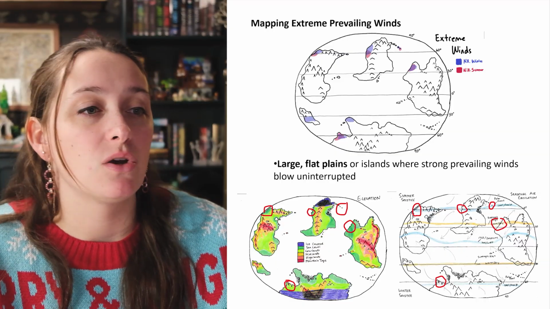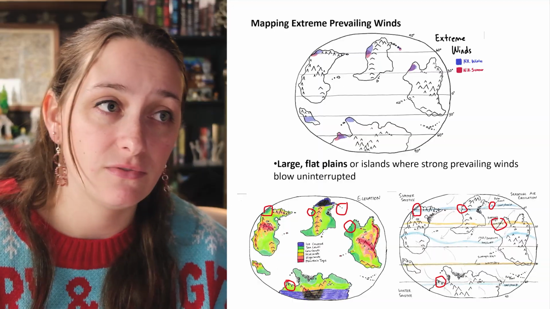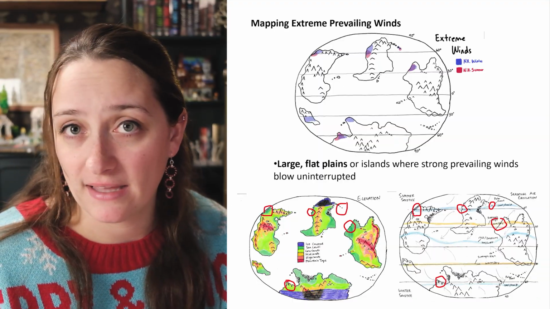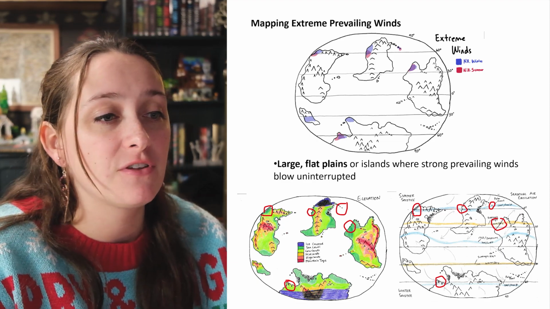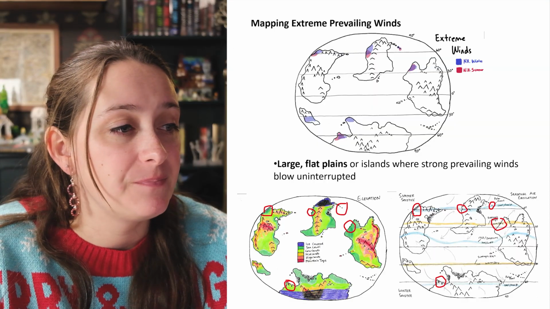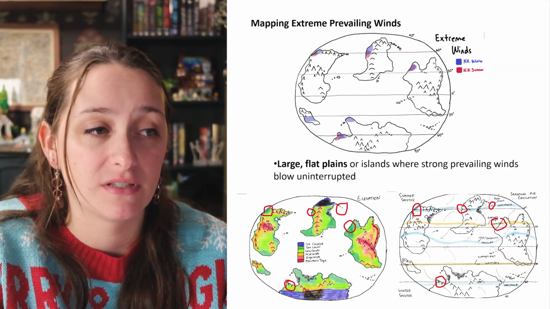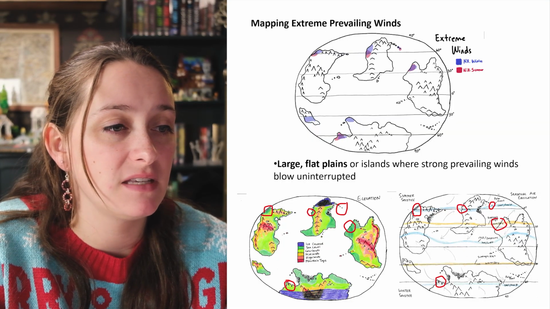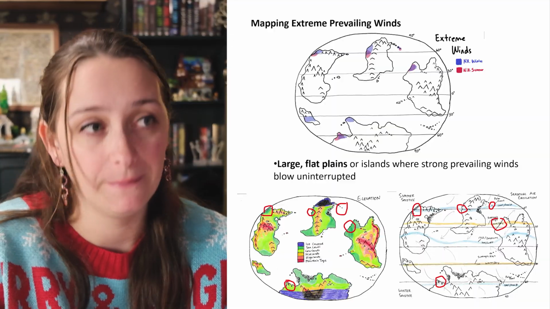So the more irregular and hilly or mountainous an area, the more the winds will be disrupted. So what we're doing here to start is we're going to color in any areas for each season where we have large flat plains or islands where strong prevailing winds blow uninterrupted. And for the most part, you can see here I'm looking at my wind belts, and I have those mapped on the bottom for the northern hemisphere summer, where you can see that I've circled along those belts anywhere they meet land where it is an island or large flat plain.